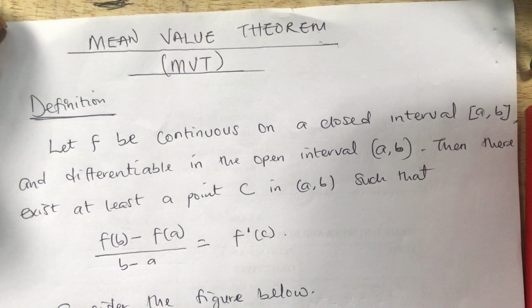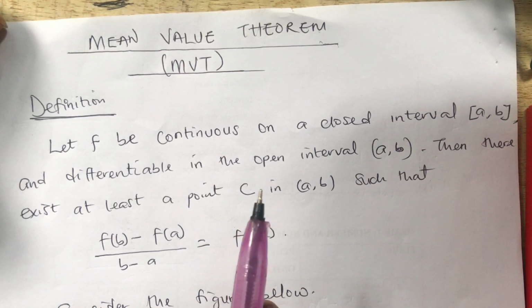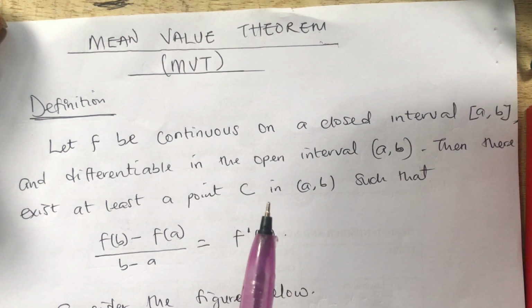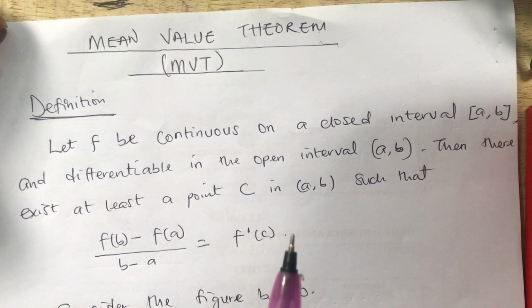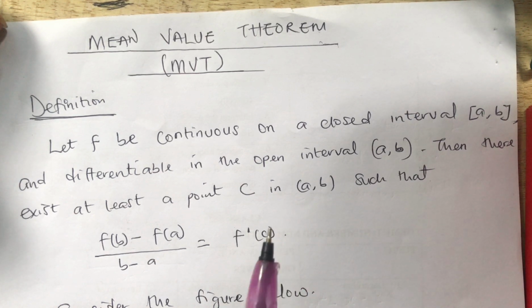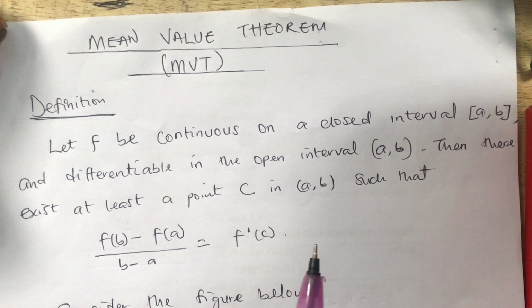Mean value theorem is talking about the equality of the gradient of a secant line and the gradient of a tangent line. What is a secant line? A secant line is simply a line which is joining two points on a curve, while a tangent line is a line which touches a point on a curve. We shall see more of it as we proceed in this class.